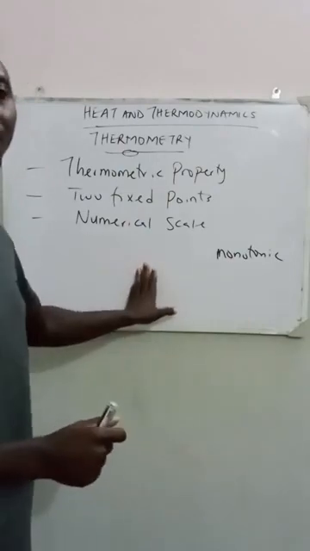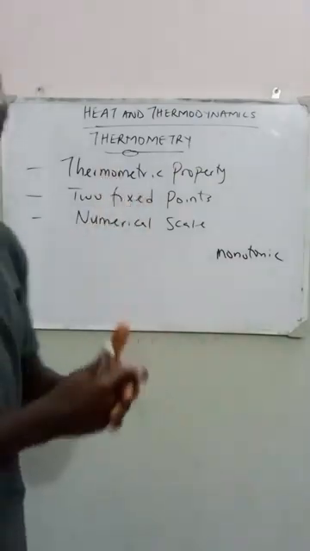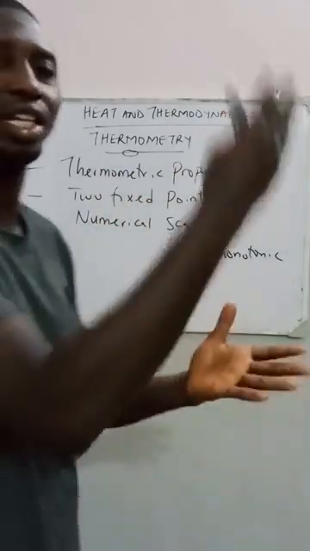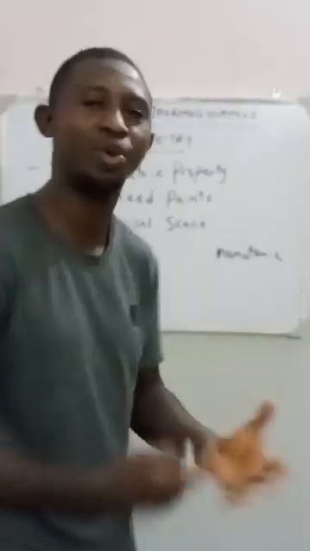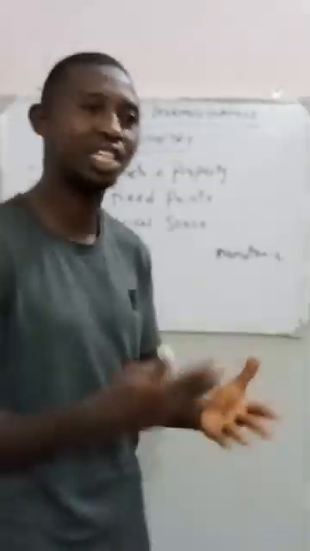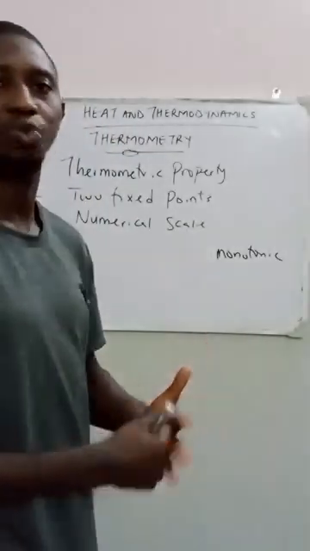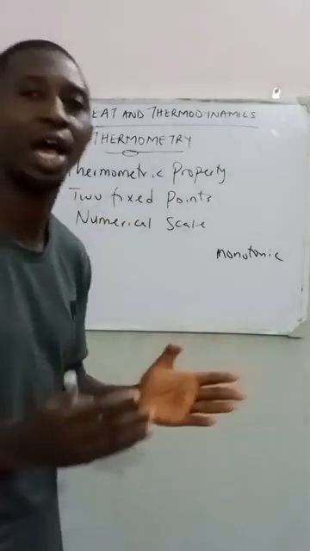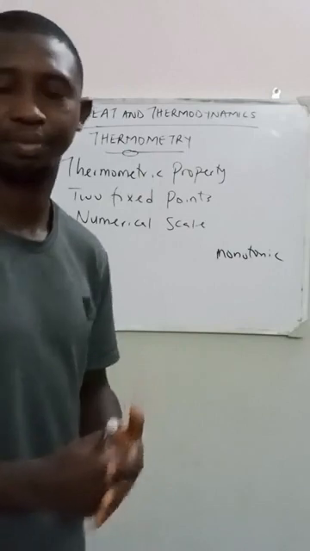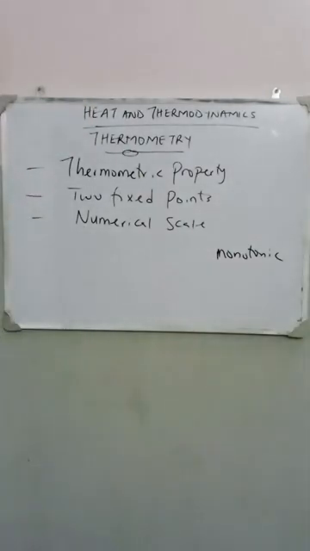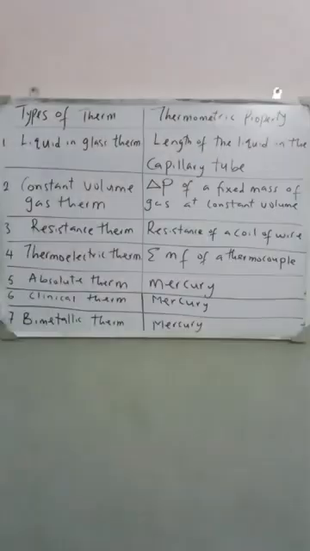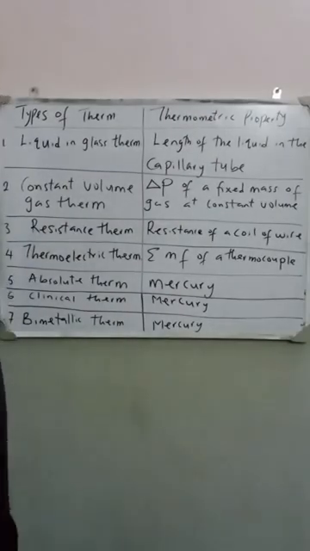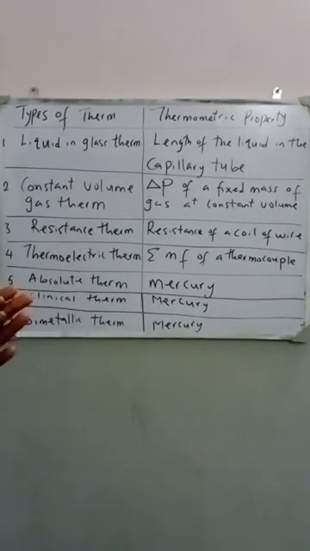After understanding this, we are now going to be looking at the thermometric property of different thermometers. I'm going to be listing different types of thermometers with their corresponding thermometric properties, and what property gives them an edge over others. I'm going to draw it in the form of a table showing the types of thermometer and their thermometric property. Showing on the board are the different types of thermometer with their corresponding thermometric property.